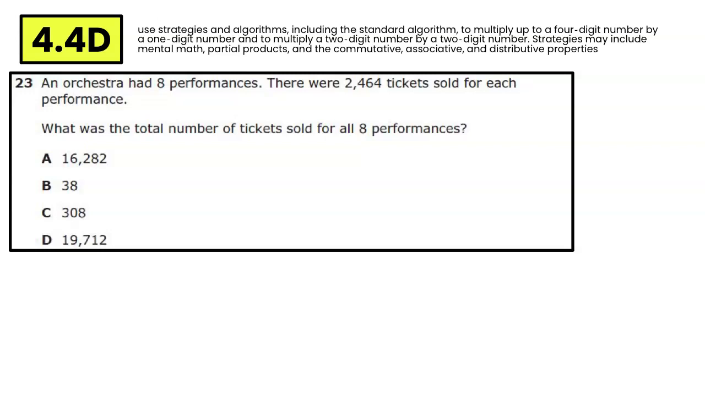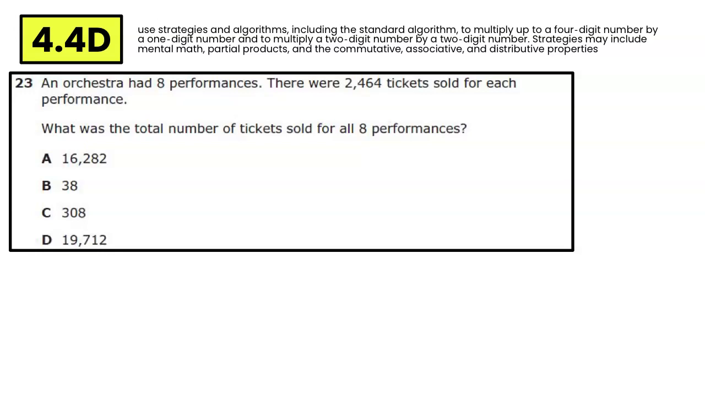So in this particular example, an orchestra had 8 performances. There were 2,464 tickets sold for each performance. Be careful, we harp on this a lot, but be careful not to talk about key words and looking for a word to understand what operation to use. We really want to immerse ourselves into the story of the problem to try and understand which operation to use.